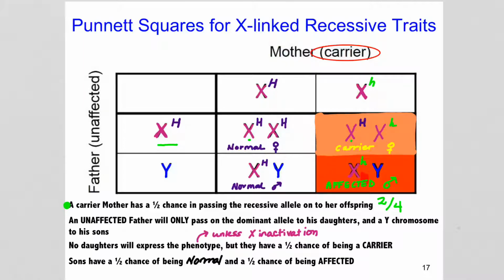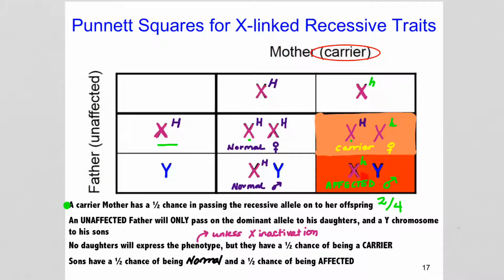So no daughters in this case, looking at the top line of the Punnett square, will express the phenotype, but they do have a 50% chance of being a carrier. The only side note on this is that when we cover X inactivation in a few slides, it is possible that you can see a carrier female show at least some symptoms associated with the X-linked recessive trait. But if I tell you on the exam, ignore X inactivation, no daughters will express the phenotype. Because we see here 50% of our daughters are normal, 50% are carriers or heterozygous, neither affected.